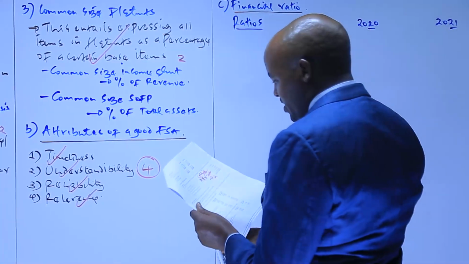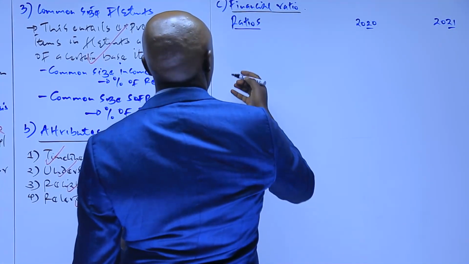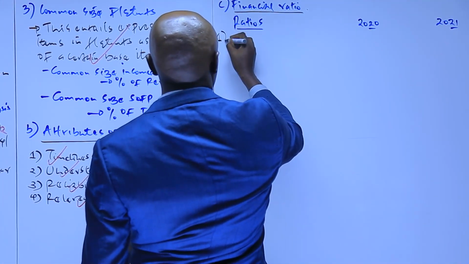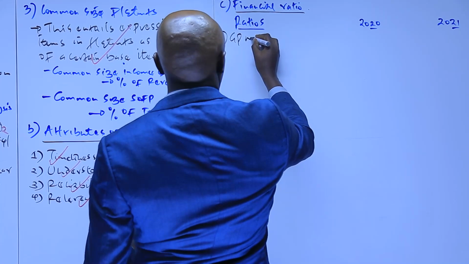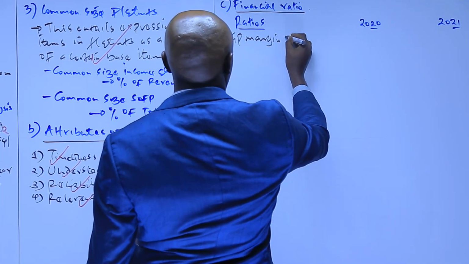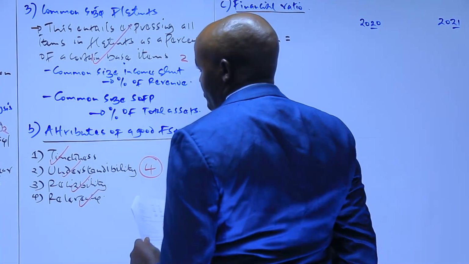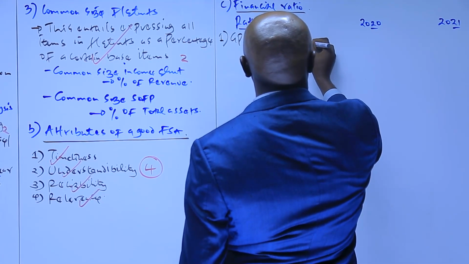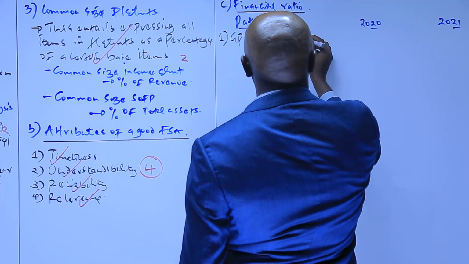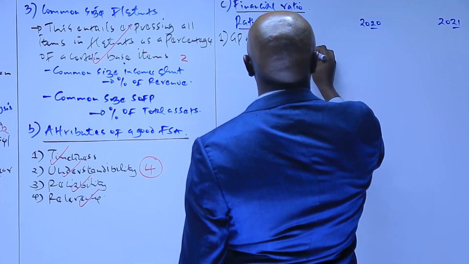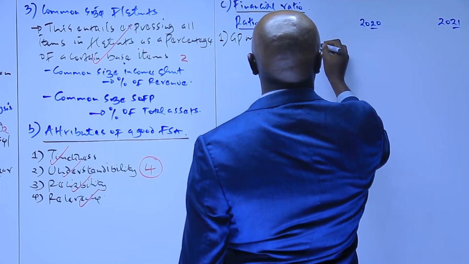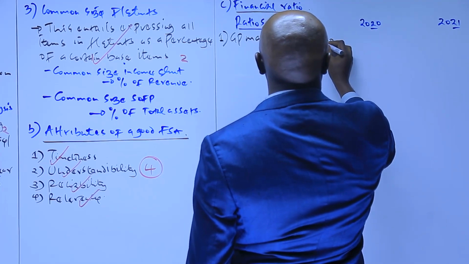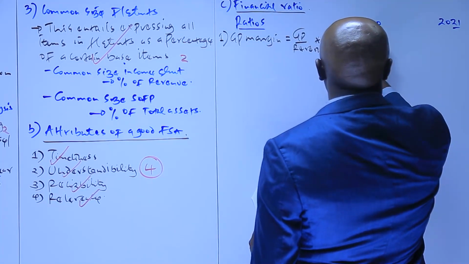So the first ratio we are expected to compute is the gross profit margin. So the first thing you have to recall here is the formula. How do we compute this? We take the gross profit, we divide that with the revenue, times 100. So that's how we compute that ratio.